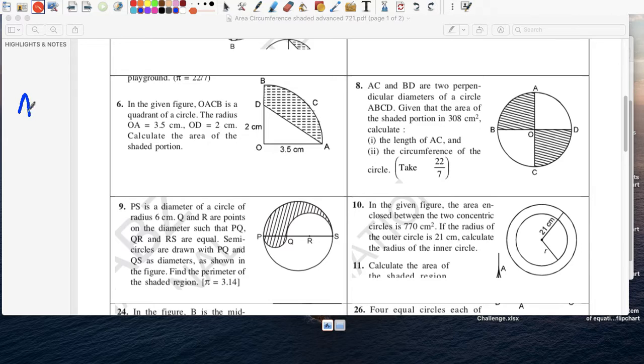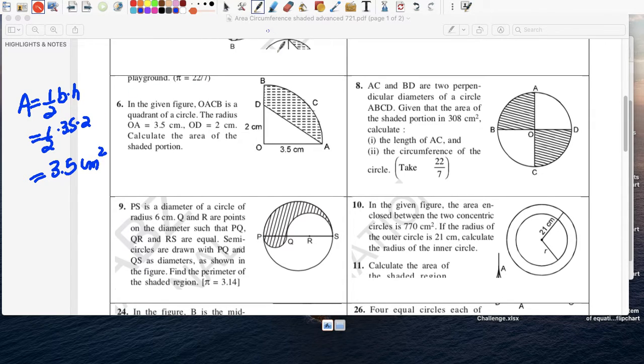Well, let's find the area of the triangle because that's how much we're going to take out. The area of the triangle is half base times height, which is half of 3.5 times 2, and it equals 3.5. So the area of the triangle is 3.5 centimeters squared.